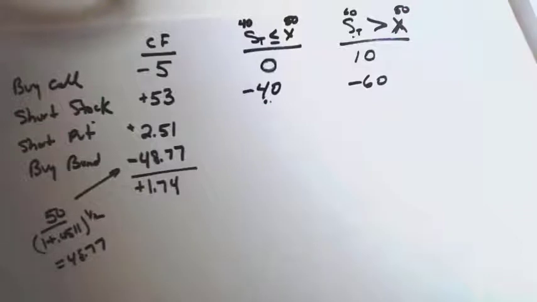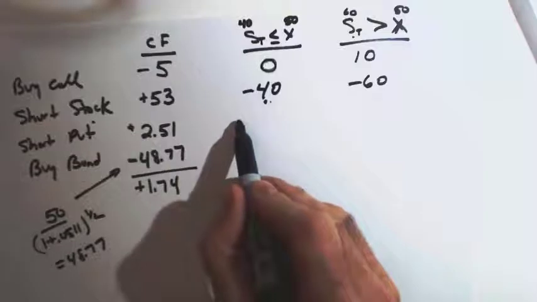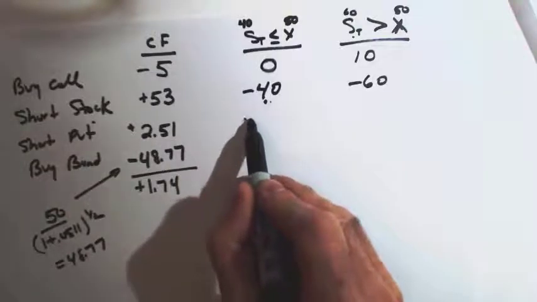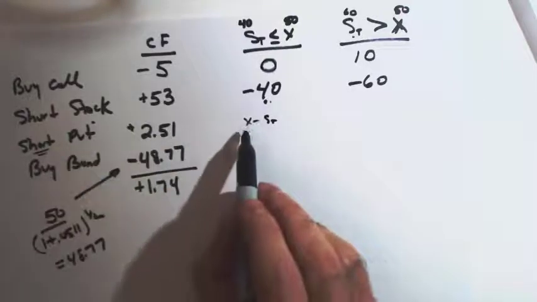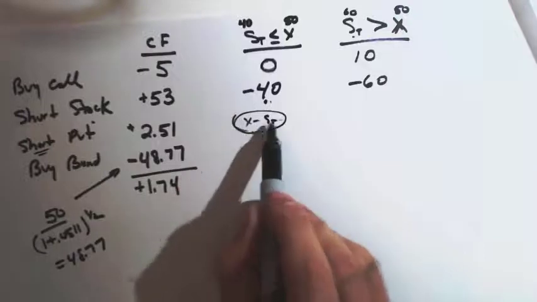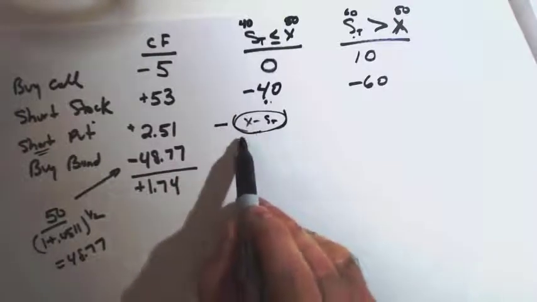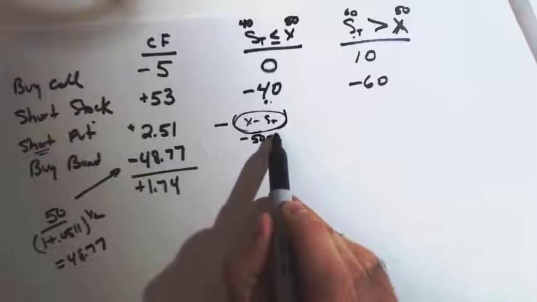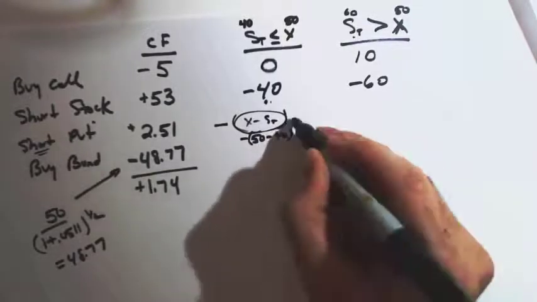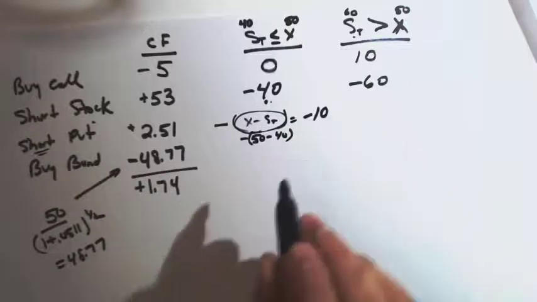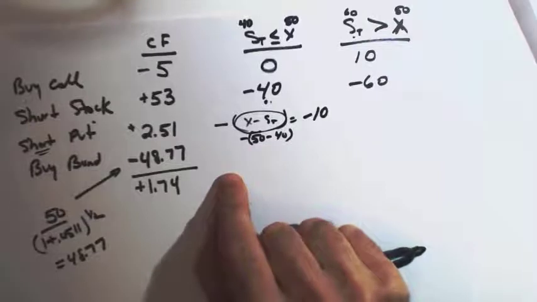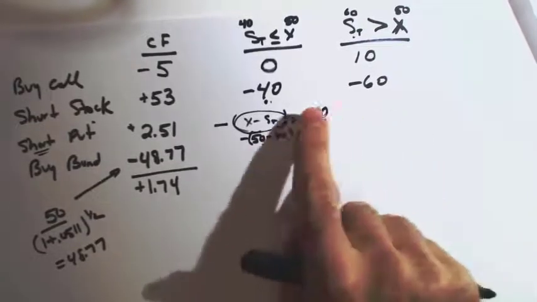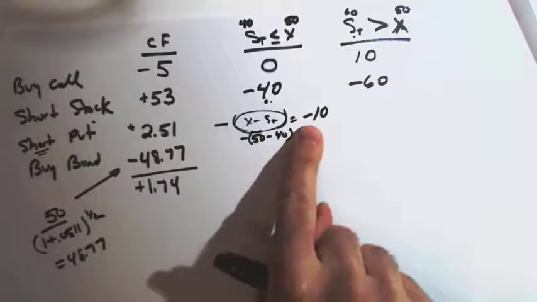Okay, let's continue. It's a little harder with the short put now. With the short put, the payoff, remember, on a put is X minus ST. But since we're short the put, that's from the holder's perspective. We need to wrap a negative sign around that. So this is minus 50 minus 40. This equals minus 10. Because when you buy a put, you hope the stock drops. But when you short a put, you hope the stock goes up. And here the stock fell, and so you lost some money.